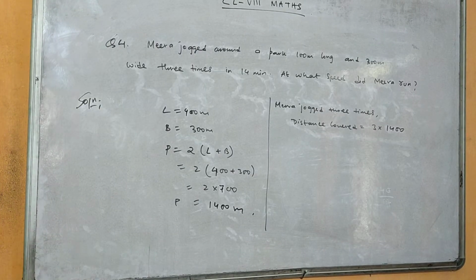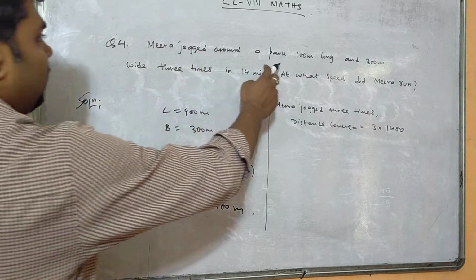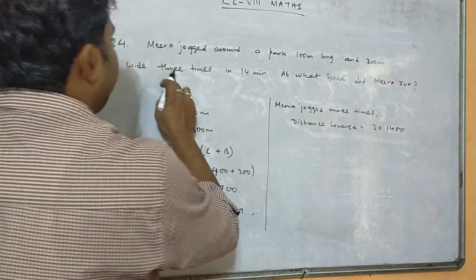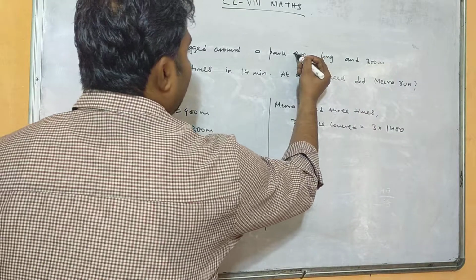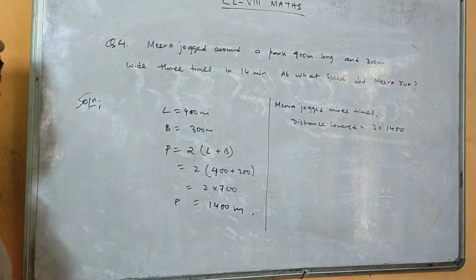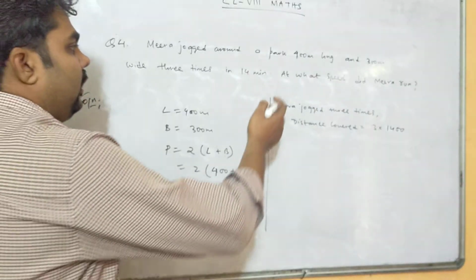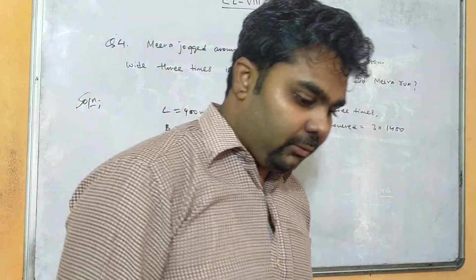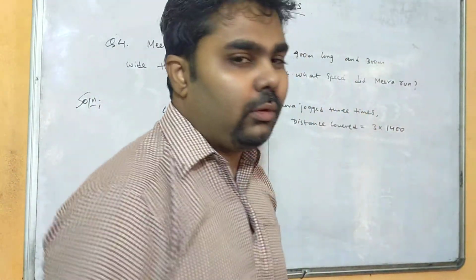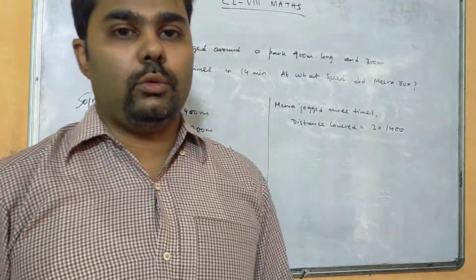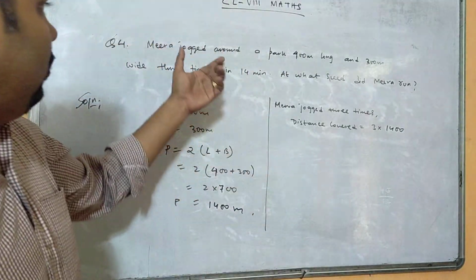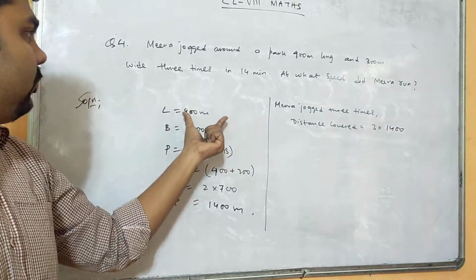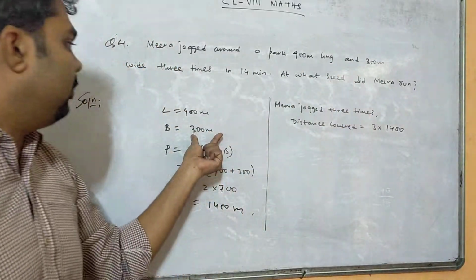Next question: Meera jogged around a park 400 meter long and 300 meter wide, 3 times in 14 minutes. At what speed did Meera run? So I thought that the question would be left for you. Okay, you will solve, but I think you will face problems in this question, so I am solving it. Length is given as 400 meter, breadth is given as 300 meter, right?